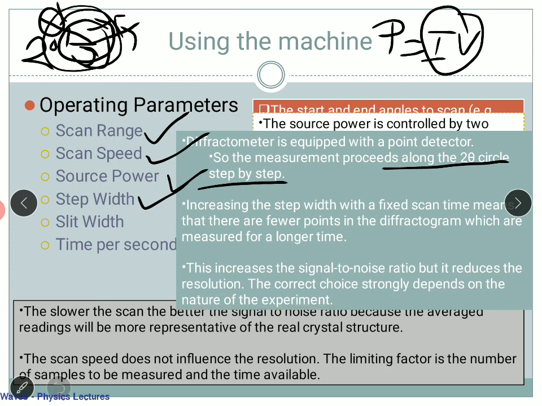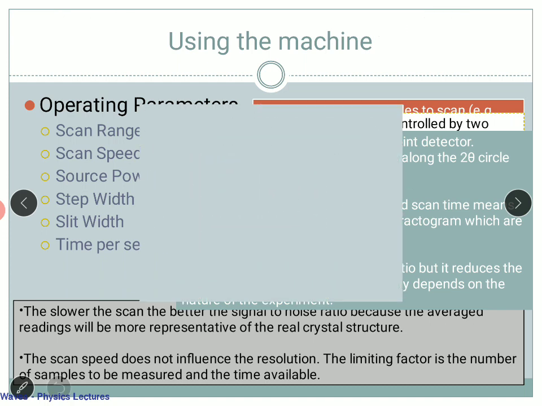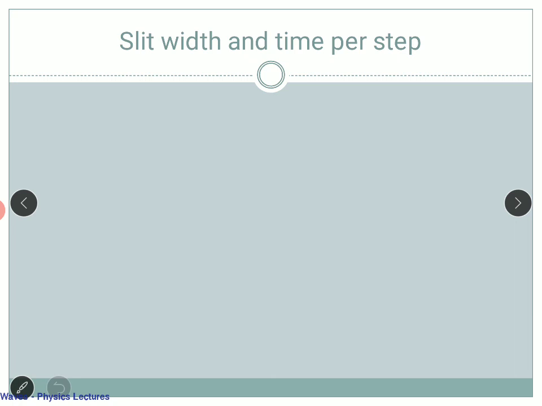Next we have something we call the slit width. I think we discussed slits in the last lecture. There are different kinds of slits, the divergence slit and so on. So if you consider the slit width here.